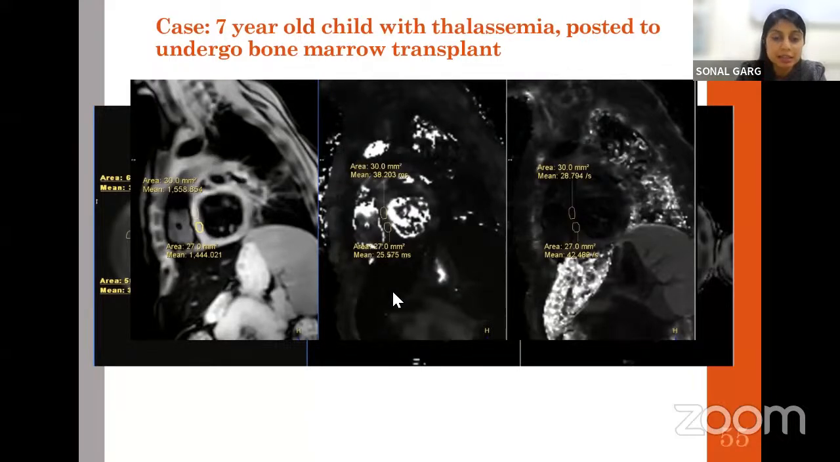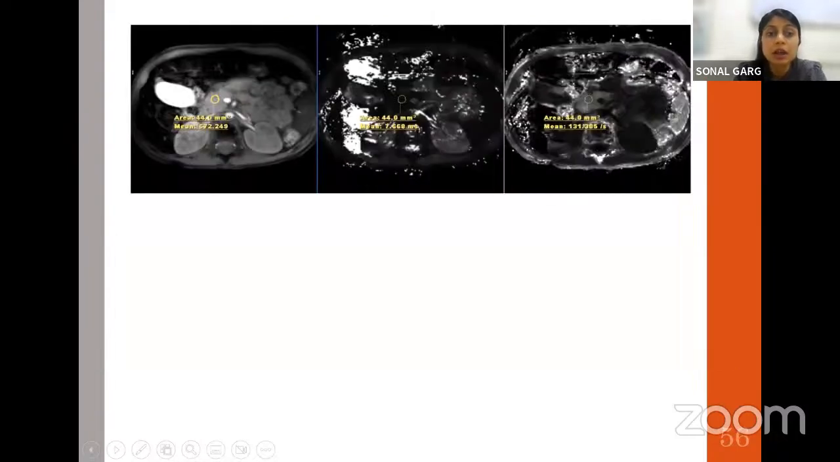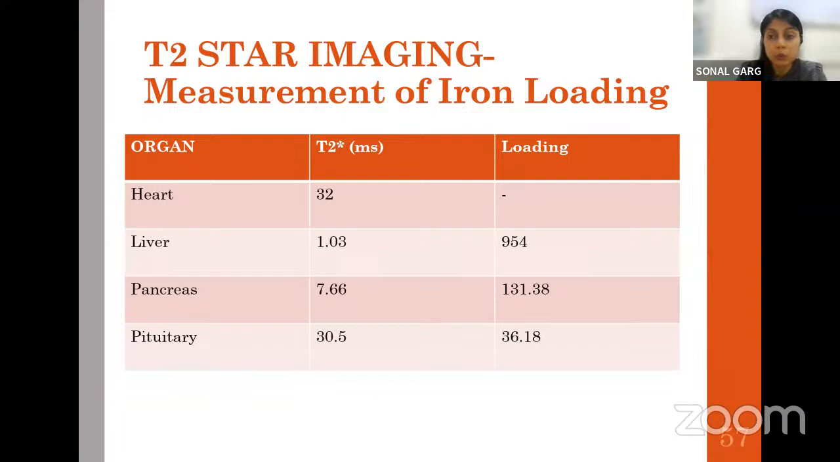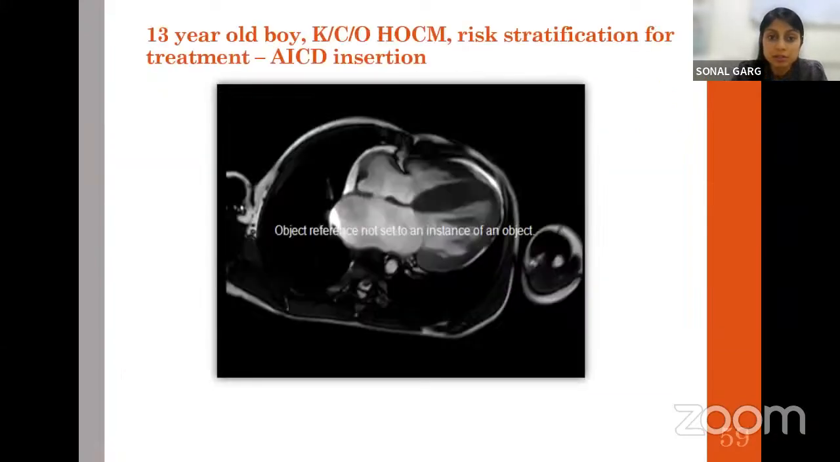This is an MRI iron study where you can see that we measure the amount of iron in the myocardium and the liver. We also measure iron deposition in the pancreas and the pituitary. And on the basis of this, we get the measurement of iron loading. So this is another technique called MRI iron study or T2 star imaging. Here you can see that in the heart there is not much deposition, whereas in the liver and the pancreas there is a significant amount of iron deposition. And this helps the clinician to administer drugs during and after the process of the bone marrow transplant, and also to monitor the amount of iron deposited.